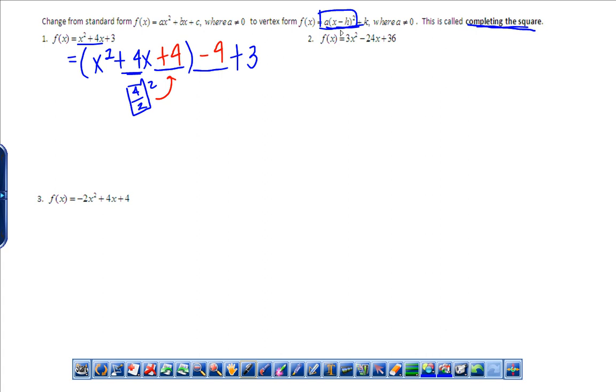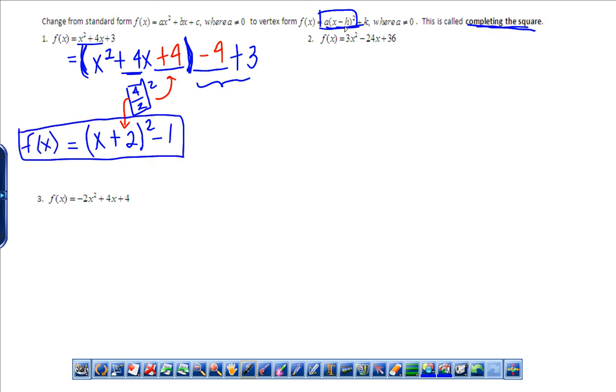So now I can write my problem in vertex form. This right here can be factored. X squared plus 4x plus 4, you can either factor it, or this is x plus 2 quantity squared. This 2 I got from the box. Then outside, I'm going to take this information right here, which is -1. So f of x, and this should be my answer. So I have a quantity squared, and then I have a number outside.